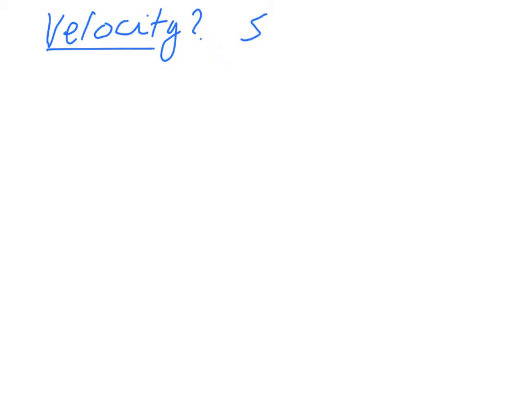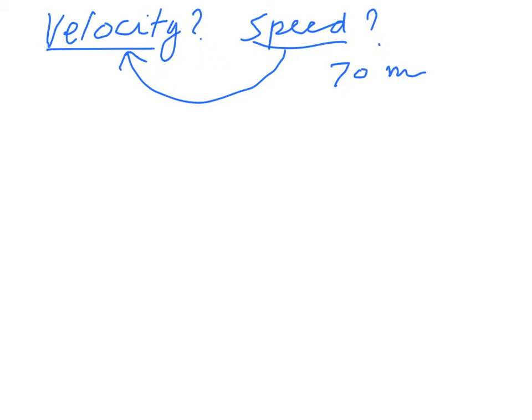Related to speed. Okay, now velocity includes direction, and that's the only difference. For example, if you just say 70 miles per hour or meters per second, then you're talking about just the speed. Whereas if you say 70 miles per hour towards south, now you're talking direction. You're including the direction information.